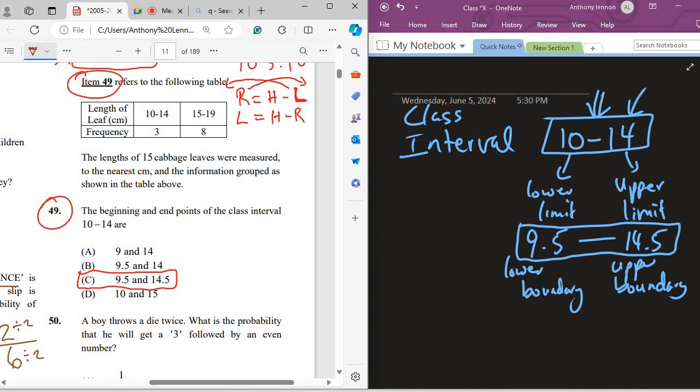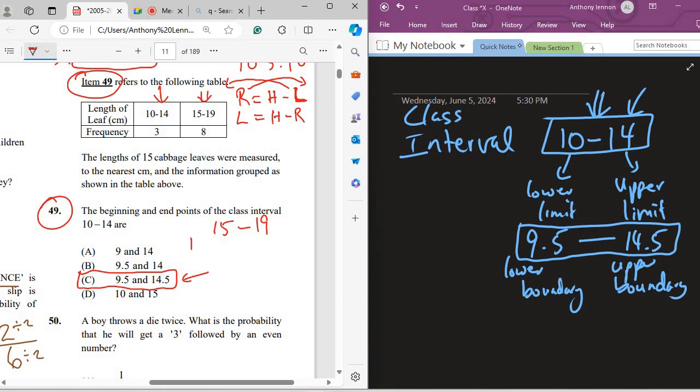Why C? Because if a leaf measures 9.5 and we round it, we would not put it in 15 to 19. Neither would we put it in the previous one. Well, there's no previous one there. But we'll put it in 10 to 14 if it measures 9.5. If it measures 14.5, we will put it in 15 to 19, but we'll still categorize this from 9.5 to 14.5 as the boundary. So any measurement in between those two figures, including 9.5, but not 14.5, we'll put in the category 10 to 14. It's just like the 15 to 19 as well.